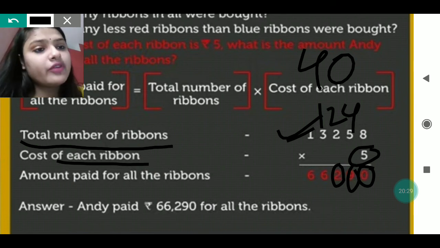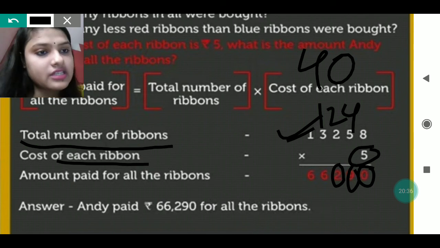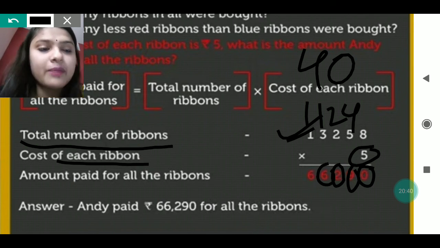Now the 5 table we have to read 3 times. 5 ones are 5, 5 twos are 10, 5 threes are 15. 15 plus 1 is 16. So 6 we will write down, 1 again carry. 5 ones are 5 and plus 1 is 6.